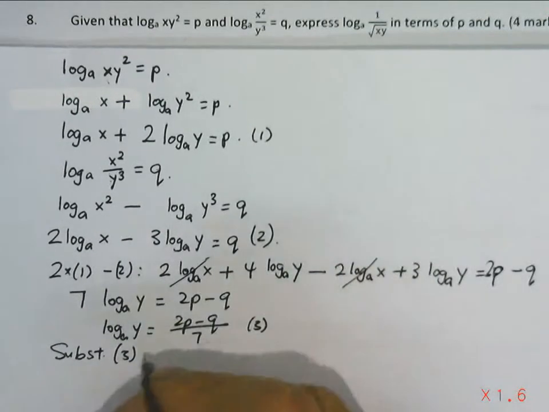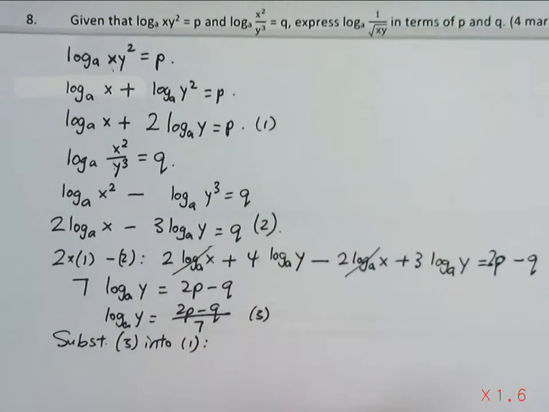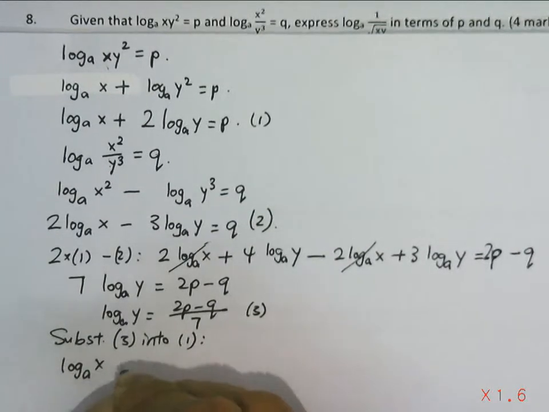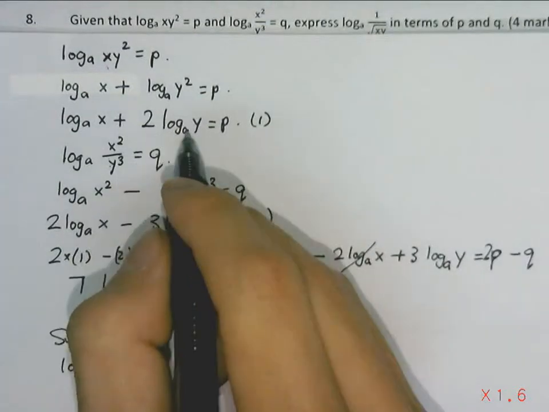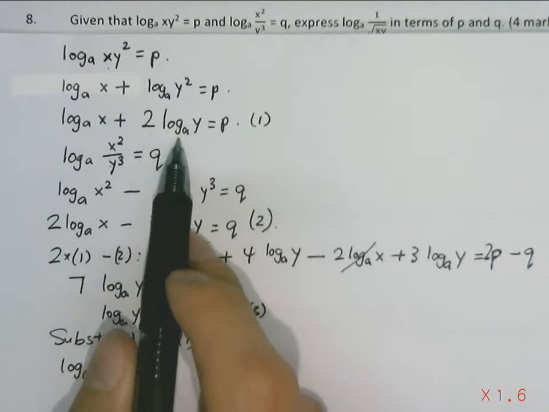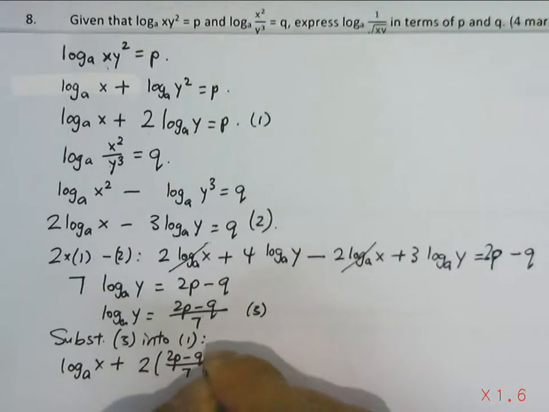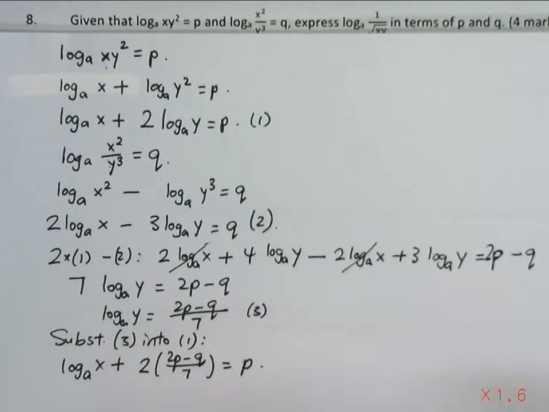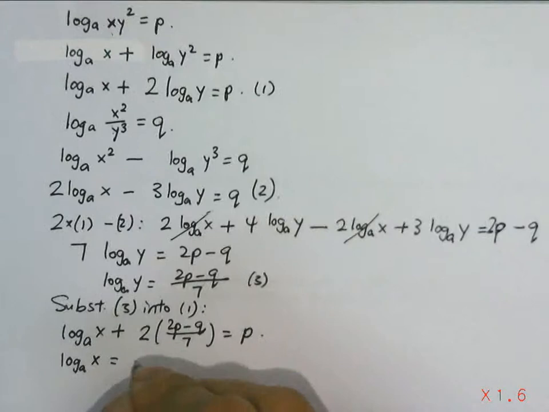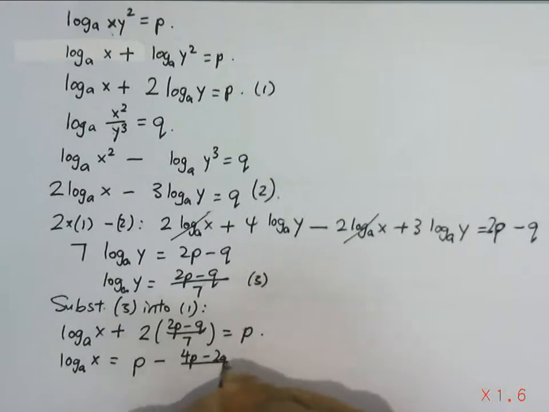Putting equation 3 into any of the equations to solve log x base a. So I put into equation 1. So my log x base a plus 2 times log y base a. So log y base a, I can substitute this now, so it will be 2 times this, equals to p. So log x base a will be p minus this term, so minus 4p minus 2q over 7.